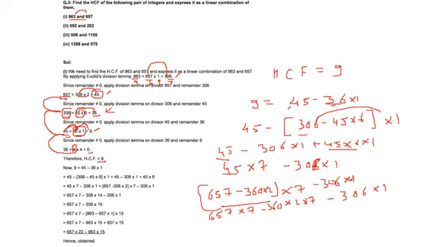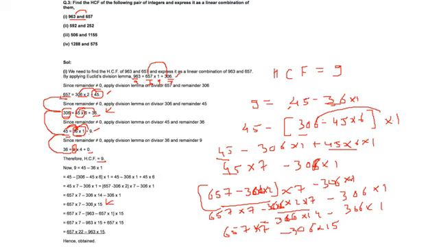So this is 657 into 7, and 306 into 2 into 7 is 306 into 14. So this is minus 306 into 14, minus 306 into 1. Both are minus, so we'll just add 14 and 1. So 306 into 15. Here we have 657 into 7. Because of the lag of the space, I'll just explain here. Up till this point we have reached.